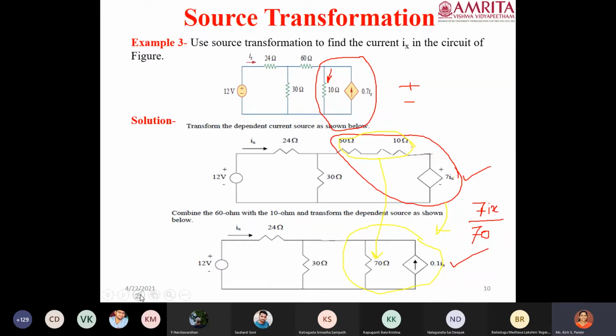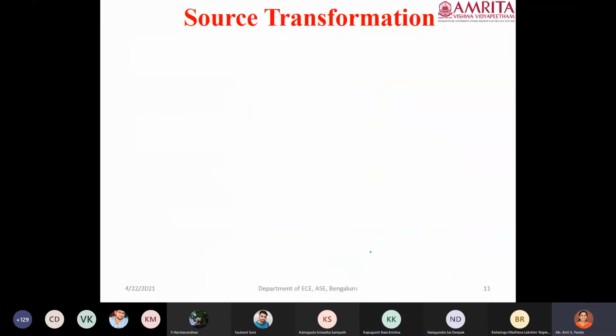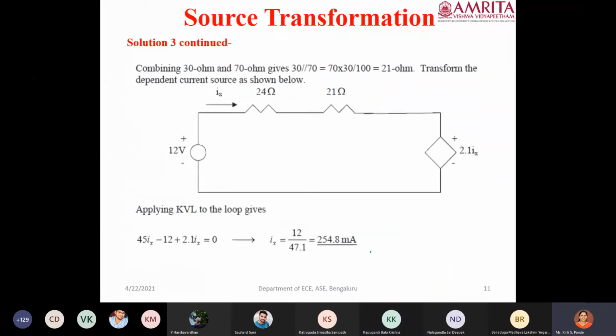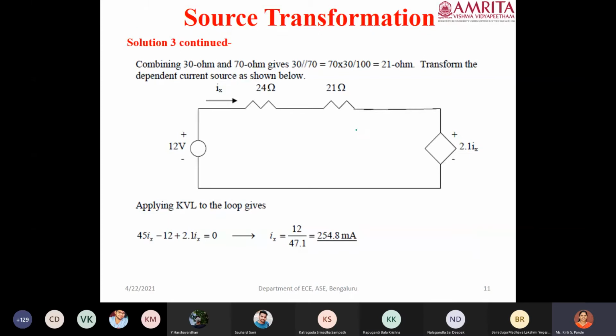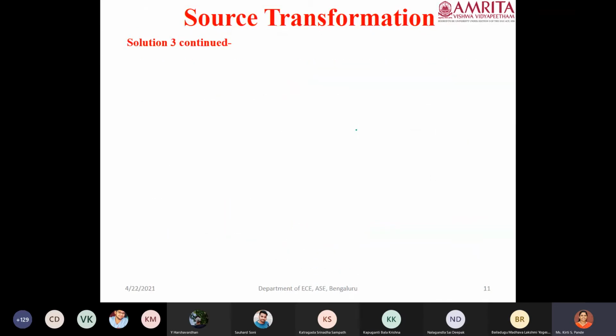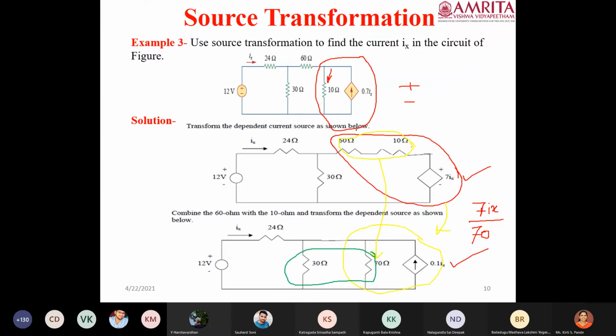Now as such, if you look at the circuit, this 30 and 70 are in what combination? Parallel. So what is the value of 30 and 70 in parallel? 21. Yes. So now let's continue. So I will get 21. I will write it in green color so that you will understand. So this gives me 21, correct?